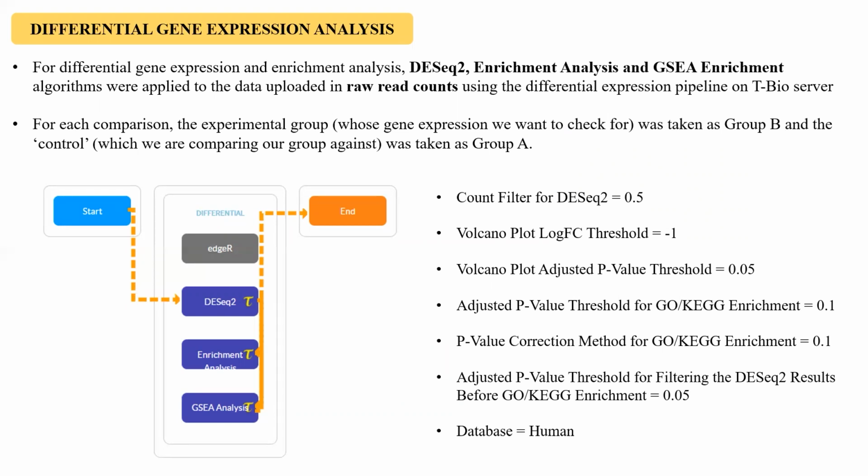And in my next two groups of analysis, which is to compare within the same group before and after treatment, I took post-treatment conditions as my group B because I wanted to see the changes in the tumor microenvironment after the treatment has already been administered. And I took the pre-treatment conditions, which is before the treatment was administered, as my control. These were the parameters that I took for conducting the DESeq analysis, and the p-adjusted value threshold was taken as 0.05.